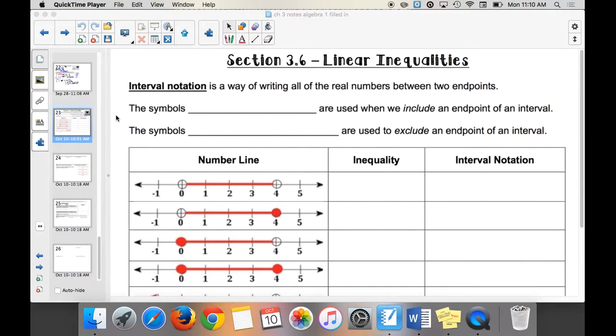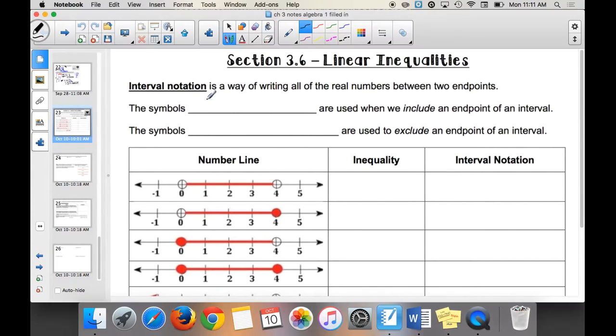This is on linear inequalities. So linear inequalities, the way that we're going to write them in Algebra 1 is using something called interval notation. Many of you probably have not seen interval notation. It's just a shorthand way of writing like x is less than 3 and so on. Interval notation is a way of writing all of the real numbers between two endpoints.